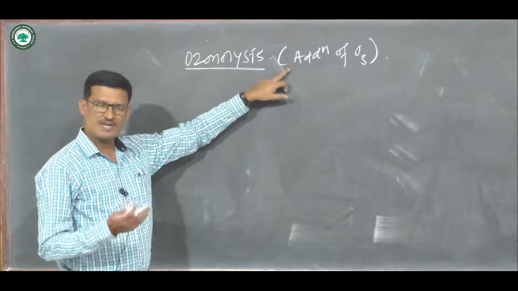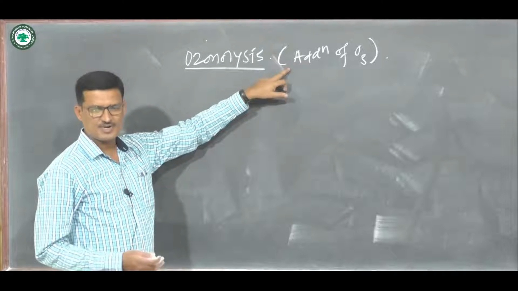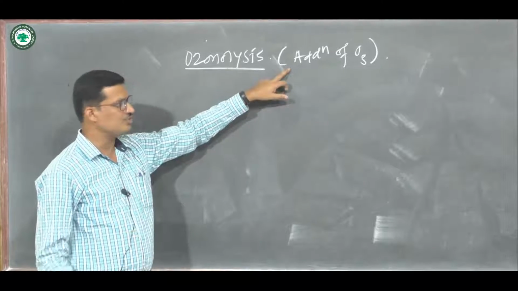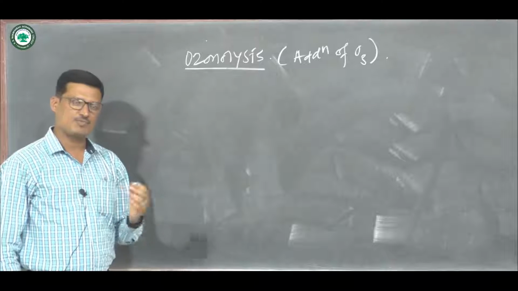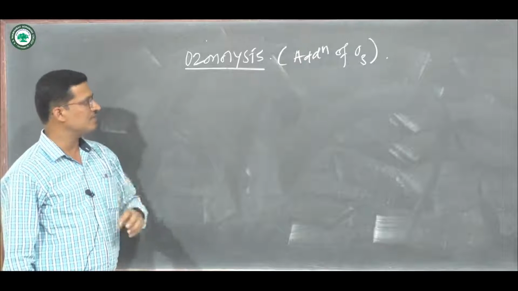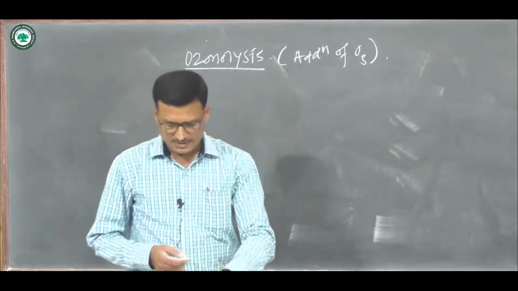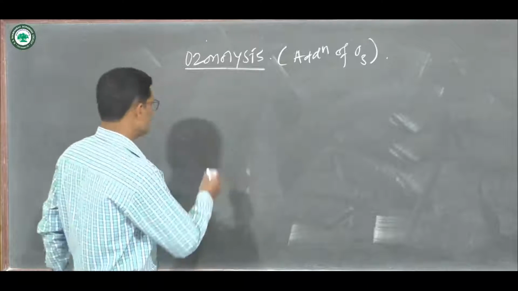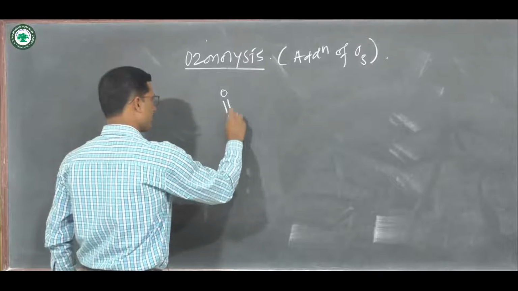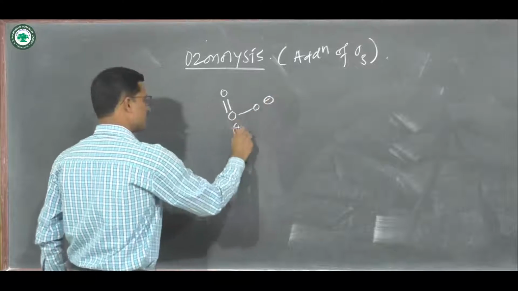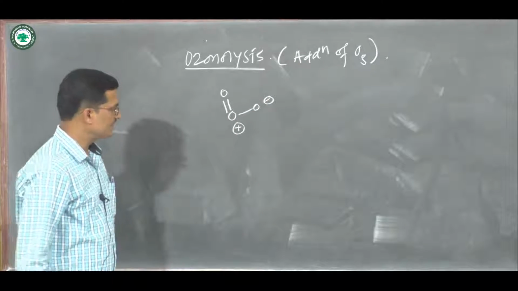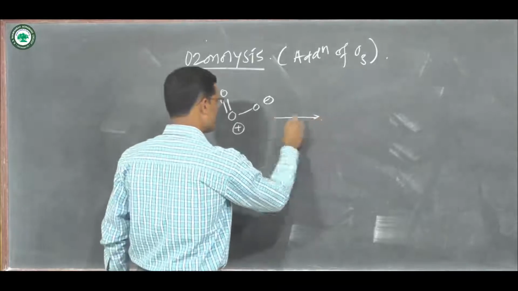We get aldehydes: 2 molecules of aldehyde, or 2 molecules of ketone, or 1 molecule of aldehyde and 1 molecule of ketone. It totally depends on the structure of your alkene. First we need to know the structure of ozone, and this is the structure of ozone, O3. Then we are able to write a resonating structure.